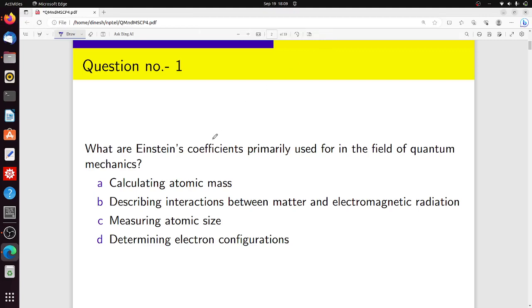Option B. Yes, right. Einstein coefficients are primarily used for describing the interaction between matter and electromagnetic radiation. Right.